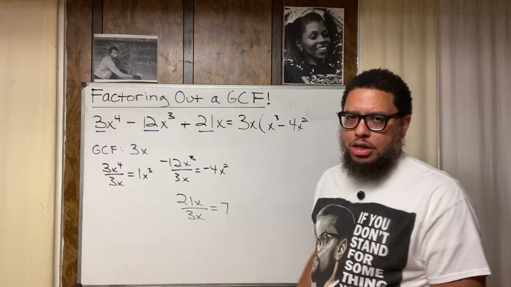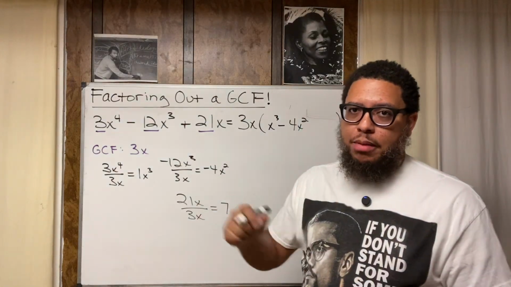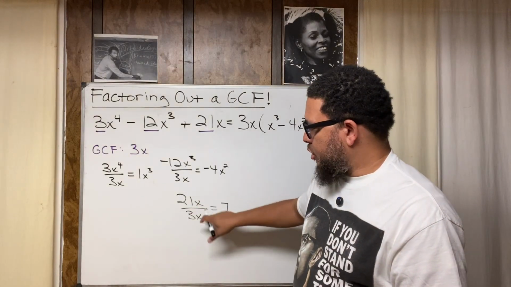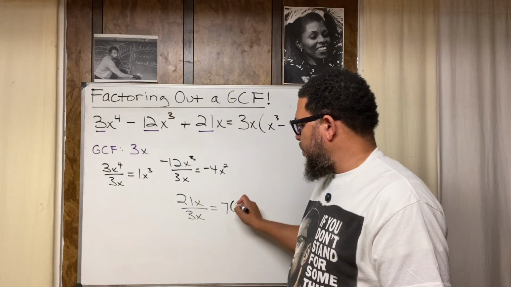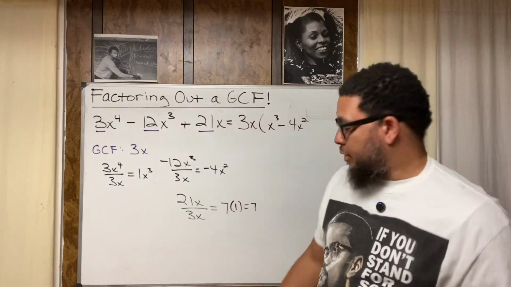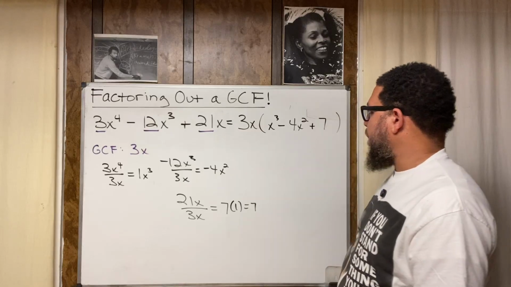So the same should apply with variables. X divided by x is 1. Y divided by y is 1. R divided by r is 1. So that would be 7 times 1. And 7 times 1 is just plain old 7. Take this 7, throw it in the parentheses. It's positive, so we say plus 7.